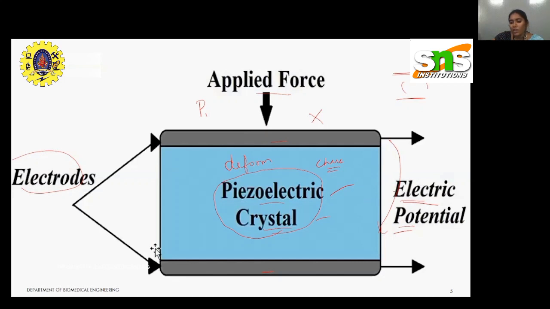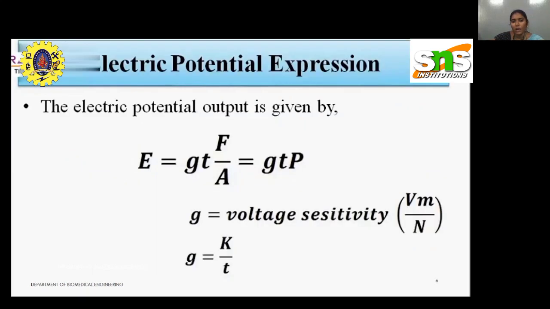That potential variation, the potential difference, is nothing but the output you will get across the two electrodes. So in this way, you are converting the input pressure, that is input mechanical energy, into output electrical energy. This is one way of converting a non-electrical parameter into an electrical parameter. So let's see the electric potential expression.